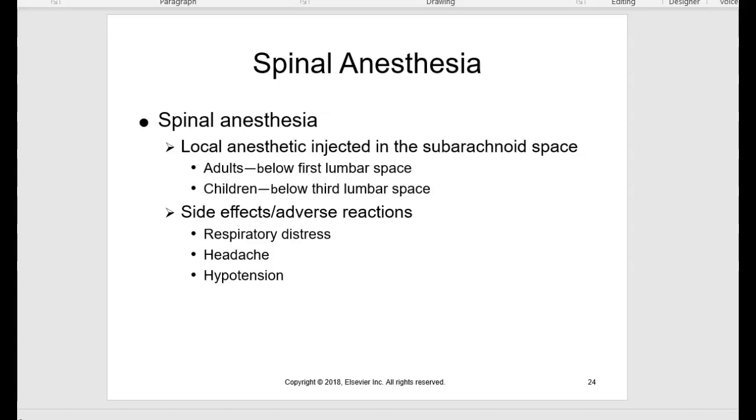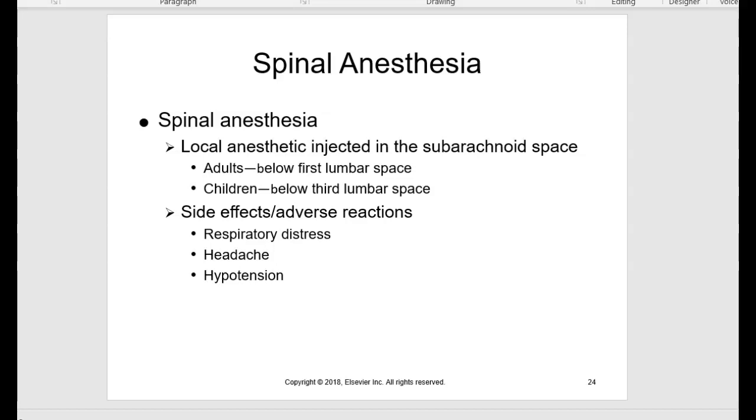Spinal anesthesia requires that a local anesthetic be injected into the subarachnoid space below the first lumbar space in adults and the third lumbar space in children. Some side effects or adverse effects that we're worried about: if the anesthetic is given or spreads too high in the spinal column, the respiratory muscles could be affected, and respiratory distress or respiratory failure could occur.